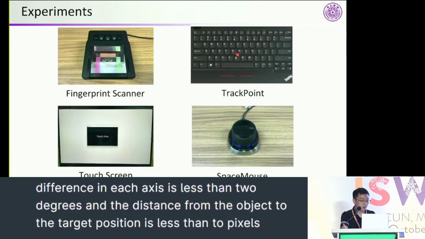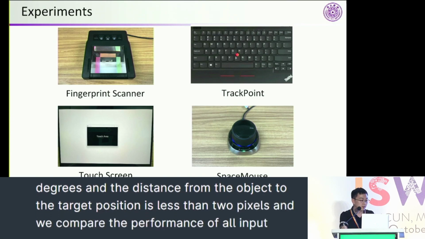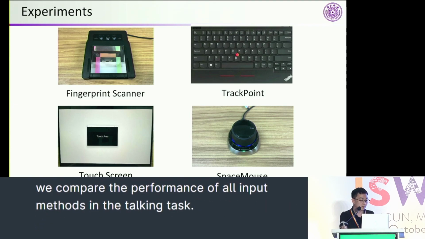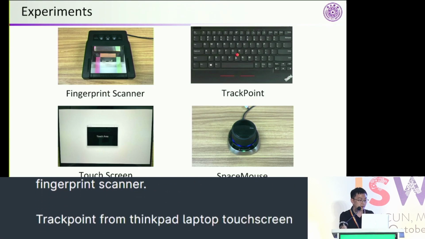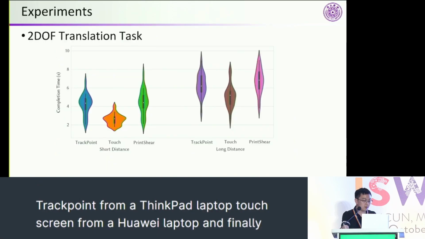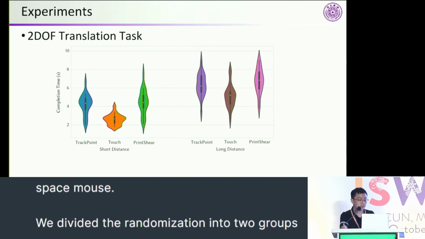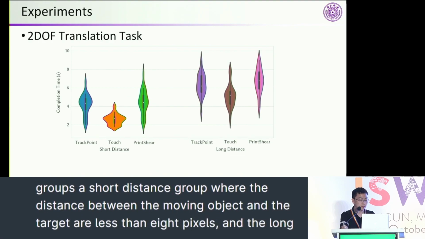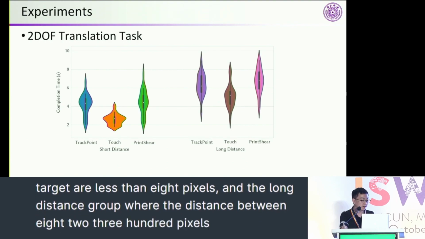We compare the performance of 4 input methods in the docking task: first, PrintShear using a standalone fingerprint scanner; second, a track point from a ThinkPad laptop; third, a touchscreen from a Huawei laptop; and finally, a space mouse. We divided the random positions into 2 groups: a short distance group, where the distance between the moving object and the target is less than 80 pixels, and a long distance group, where the distance is between 80 and 300 pixels. The results are shown here in violin plots.